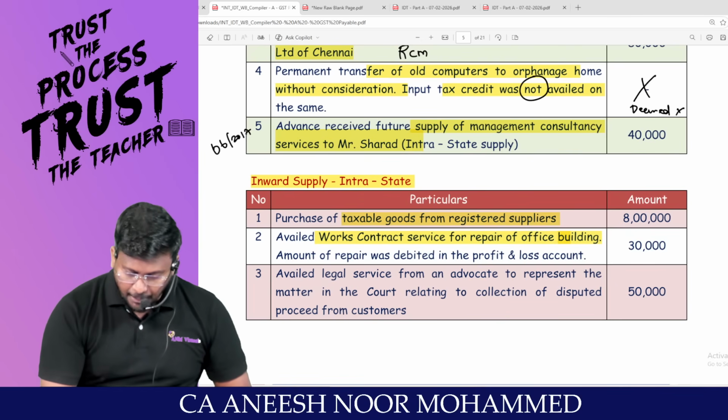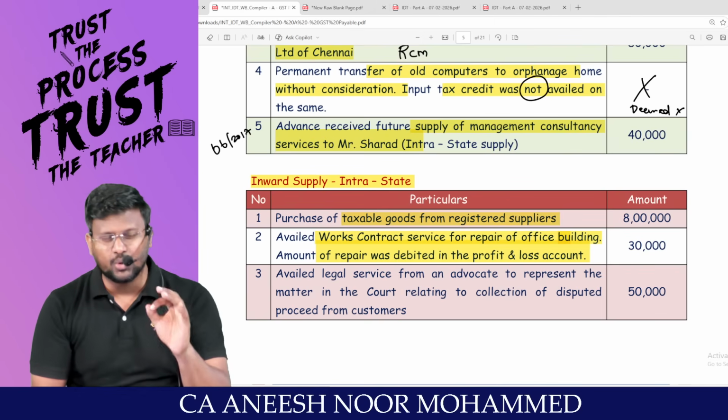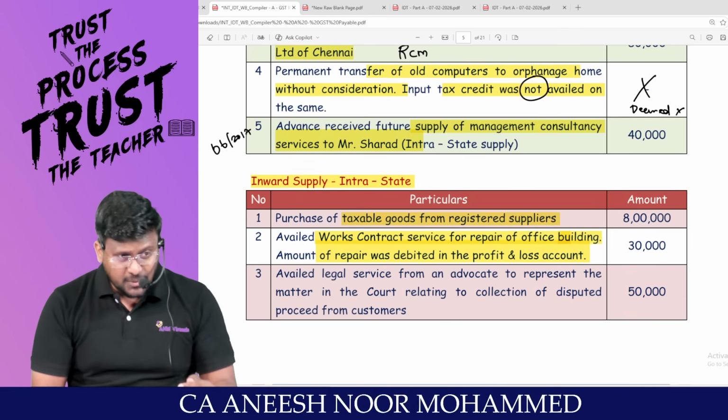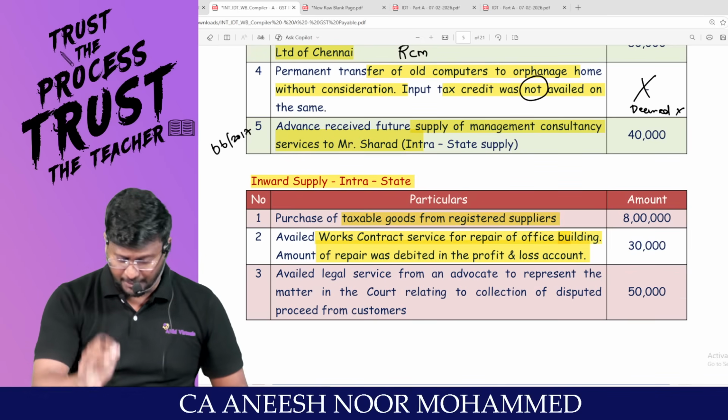But that amount of repair was debited in the P&L account. That means it's a revenue repair. Sir, for revenue repair, we can take ITC, whereas for capital repair, we can't take ITC. For capital repair, only depreciation is allowed.